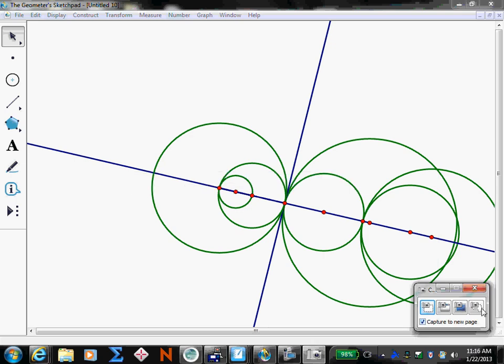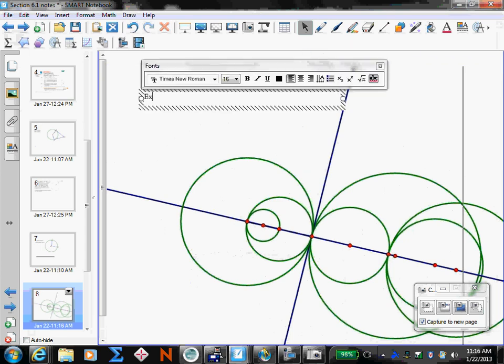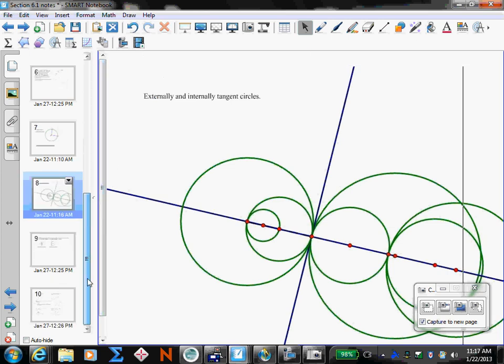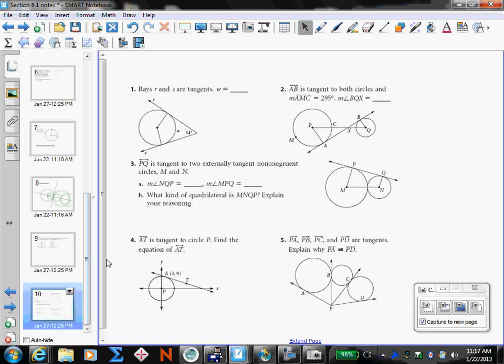Okay, this concludes section 6.1. Study your definitions, and I will see you in class. Here is another picture of internally and externally tangent circles, and we will look at these examples in class.